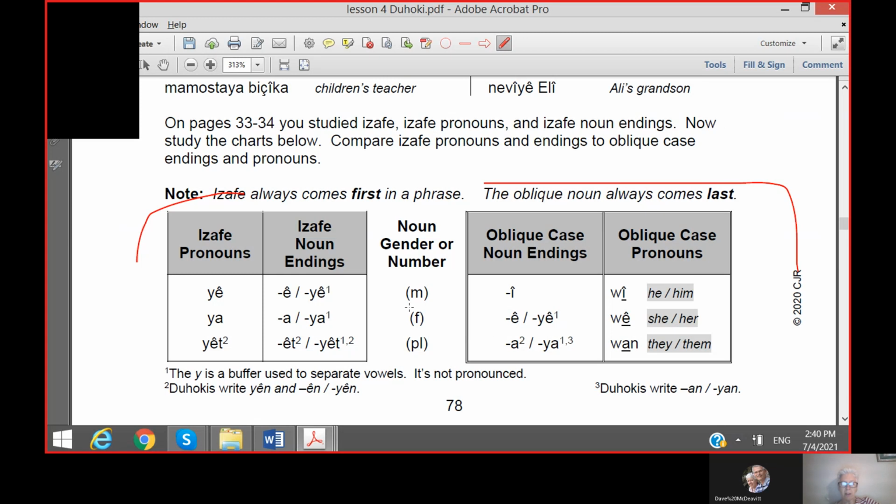And here's the comparison: masculine, feminine, plural. So izafe endings are a, ate. Oblique case endings are e, a, and you just have to memorize this. You can do it. This is doable.